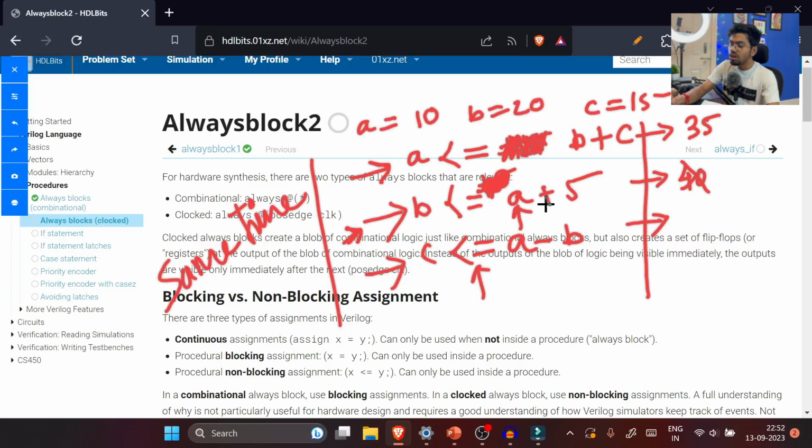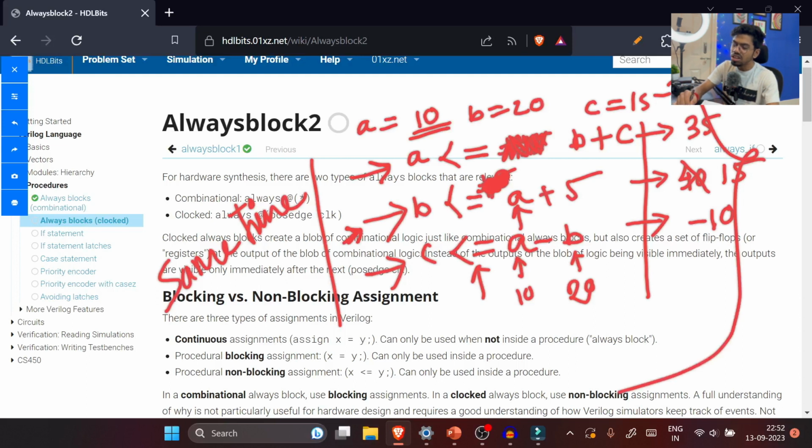So that means your A will get the initial value only, which was 10. So we will get 15 here, and the same thing is for the third line also. A initial value, B initial value, so A was 10, B was 20, 10 minus 20, it is minus 10.